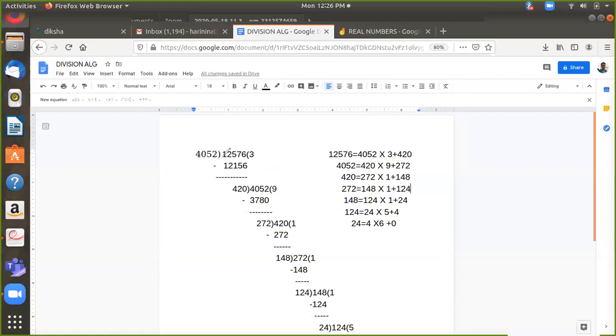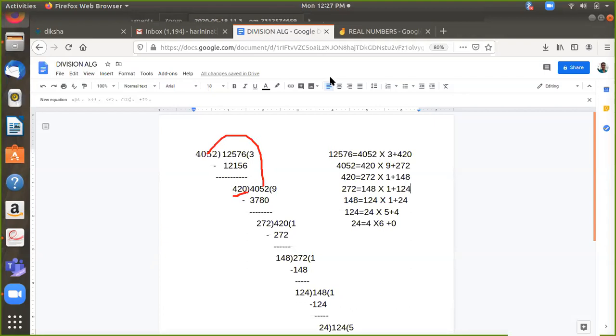Okay, you are dividing 12,576 with 4,052. The division is done and the remainder has come out to be 420. Correct? Now you will check. It is less than 4,052. So this divisor which was sitting in the first step will come down as the dividend. And this remainder which is sitting here is automatically going to become the divisor for the second step. Everywhere it is like that.